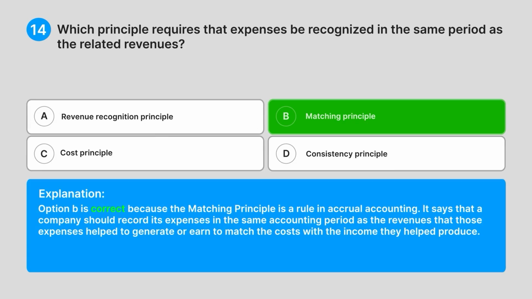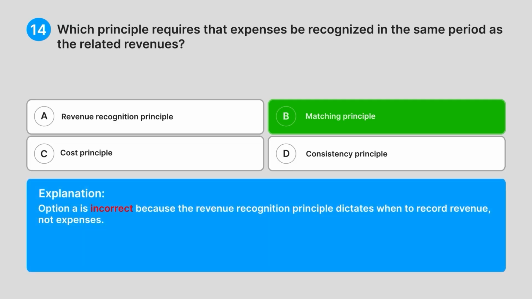Explanation: option B is correct because the matching principle is a rule in accrual accounting. It says that a company should record its expenses in the same accounting period as the revenues that those expenses help to generate, or earn, to match the costs with the income they helped produce.